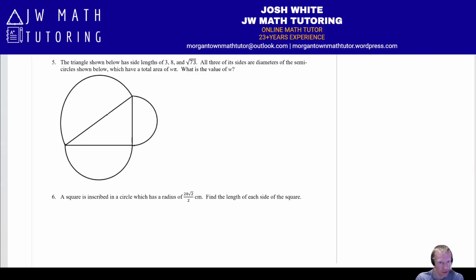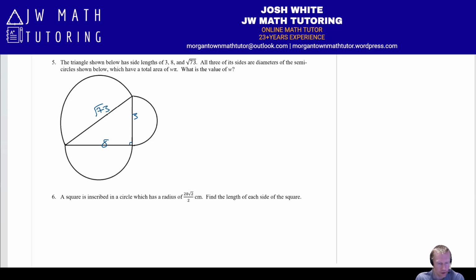All right, we have this right triangle here. I don't know if it's given as a right triangle or not in the problem, but if you do Pythagorean theorem, you can just verify it's a right triangle because a squared plus b squared equals c squared. So we have 3, we have 8, and we have root 73. Okay, so these side lengths of the right triangle are diameters of semicircles. And the total area of all 3 of these semicircles is w pi. What is the value of w?